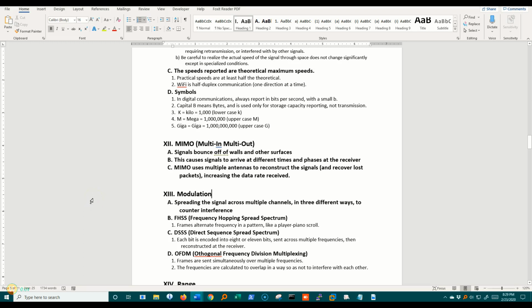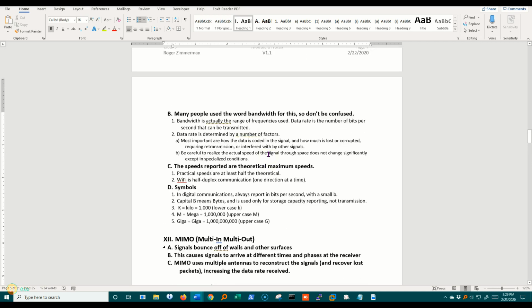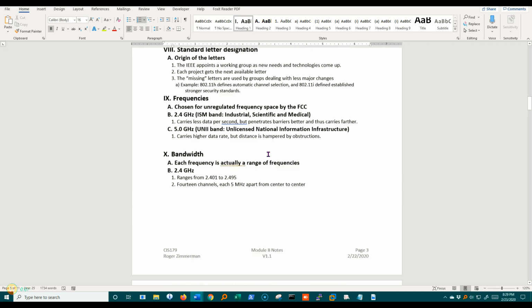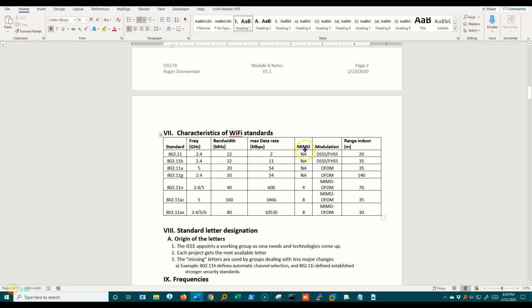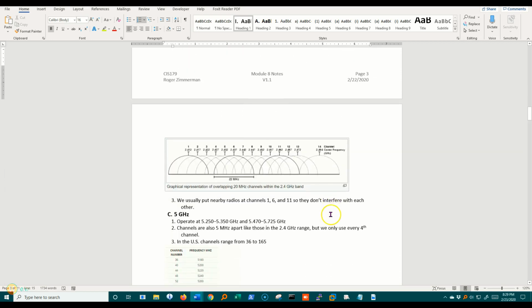Let's talk about MIMO, or multi-in, multi-out. First, I'm going to go back up to my chart up here and see where we are. We're on this column right here, MIMO, and you see a 4 and an 8. We'll talk about those in just a moment. Let's figure out what this thing is.